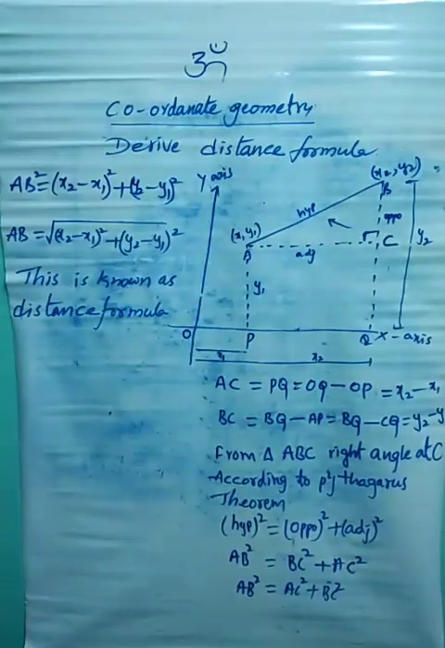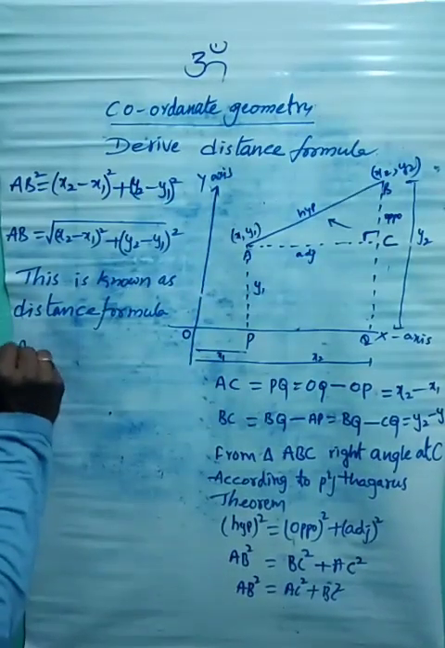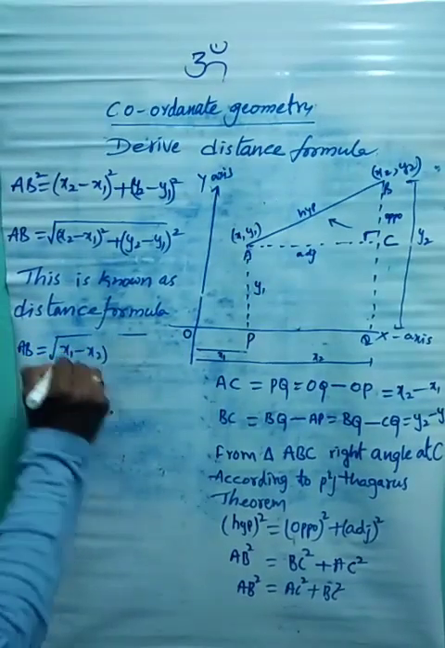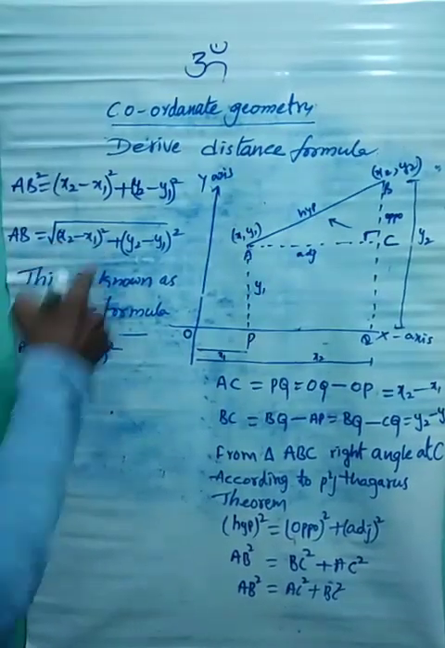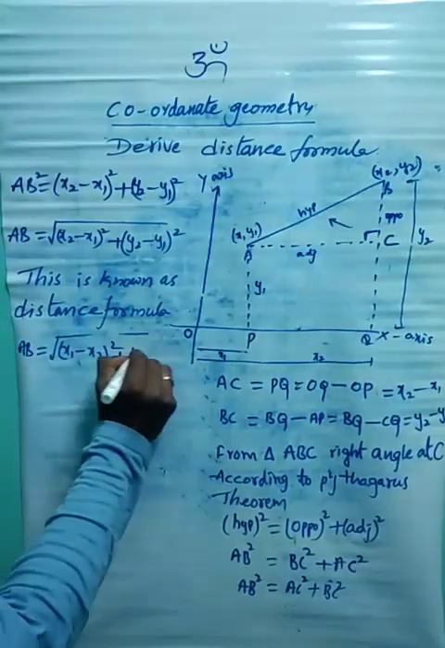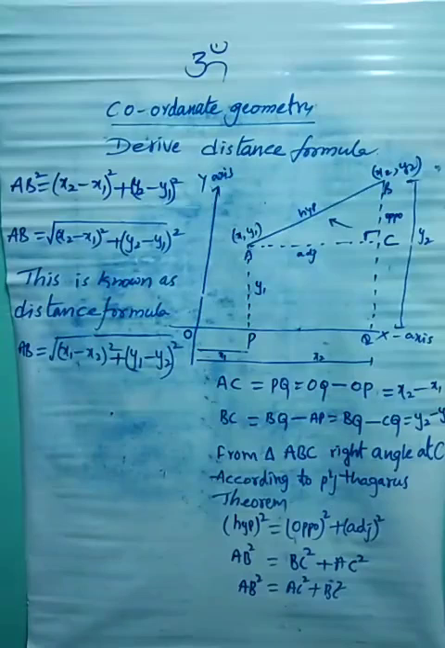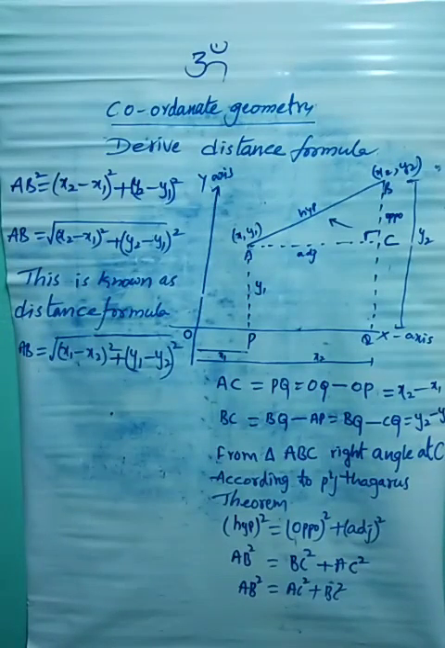This distance formula can also be written as AB is equal to the square root of x1 minus x2 whole square plus y1 minus y2 whole square, because x2 minus x1 or x1 minus x2 is also the same. By using this distance formula, we are solving many problems in exercise 7.1.